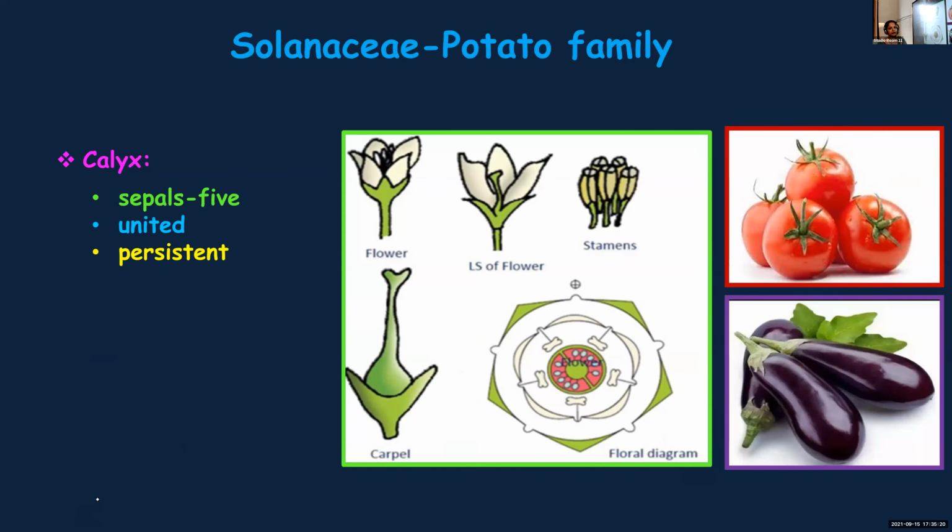persistent. You have learned that once fertilization is completed, sepals, petals, stamens all get withered off. Ovary becomes fruit, ovule becomes seed. But persistent calyx means even after fertilization, the calyx or sepals will remain along with the seeds. Got it? What is meant by persistent calyx? Even after the petals have withered off, this one will remain. Usually after fertilization petals, sepals, etc. will wither off, but here it will be persistent.